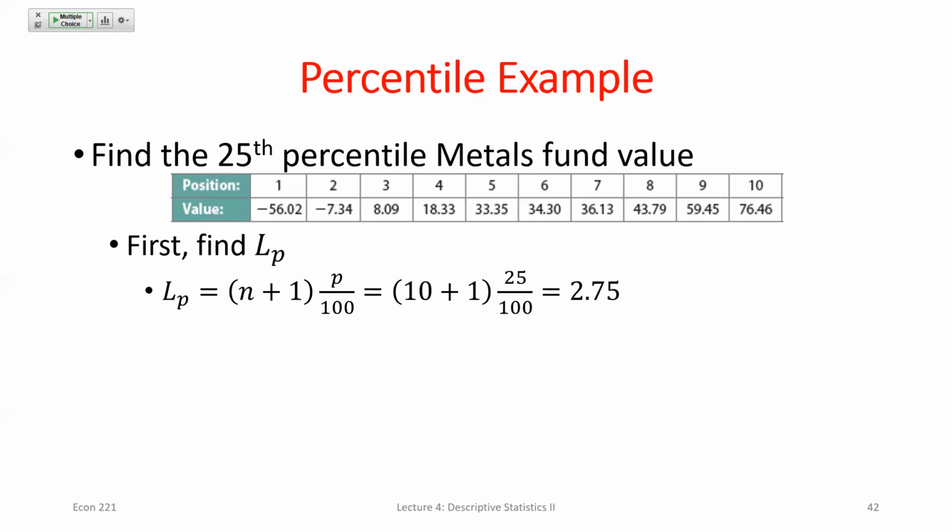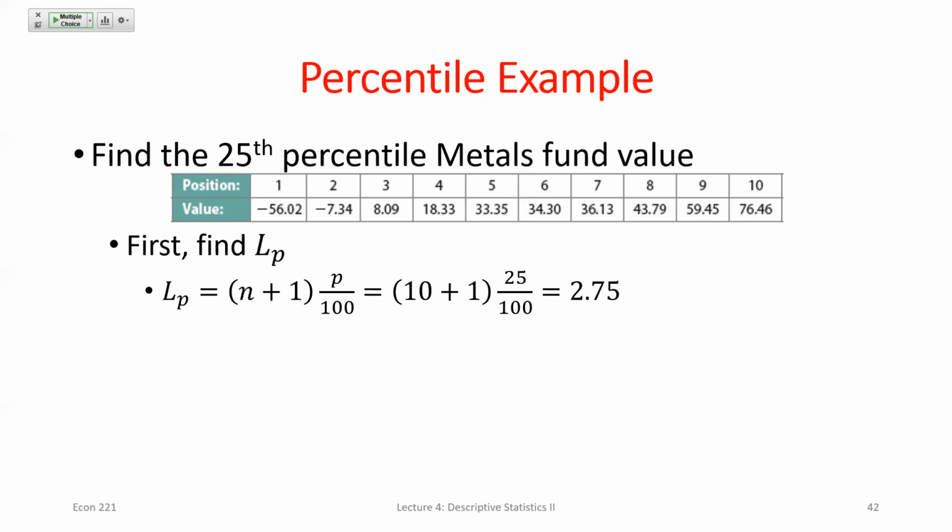So that's how I identify the two weights, but then I have to think a little bit and say, okay, which position am I closer to? Here I'm a little bit closer to the third position. So I'm going to weight that value with the higher weight, right? So the 0.75, I'll multiply that by 8.09, the value in the third position. And then the value in the second position is the one that I'll weight by the lower weight. So multiply that by -7.34.